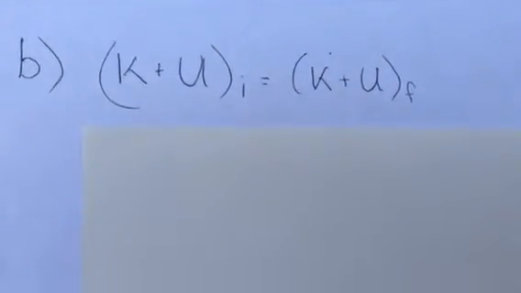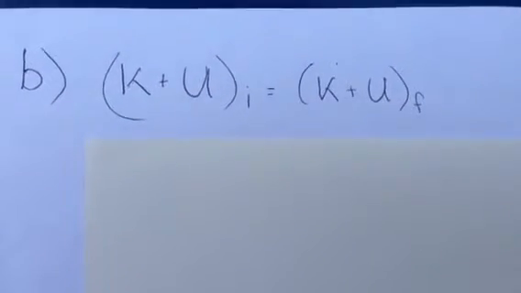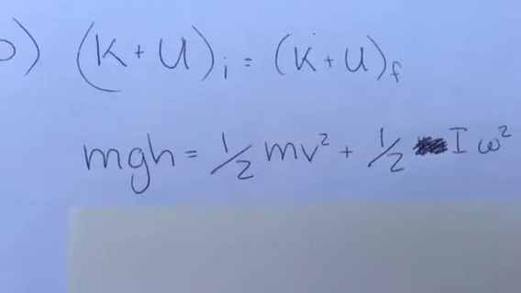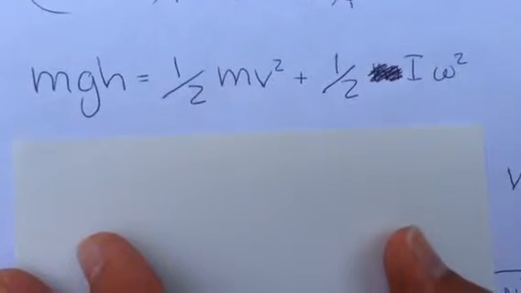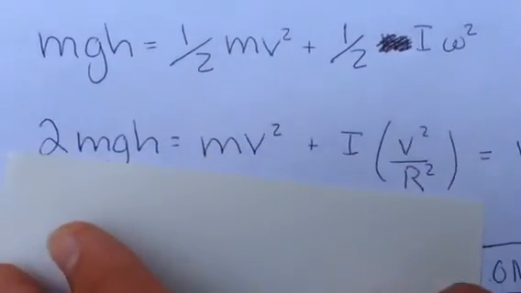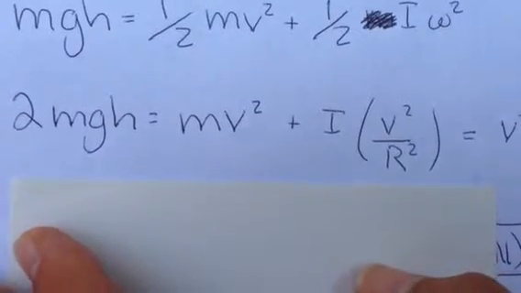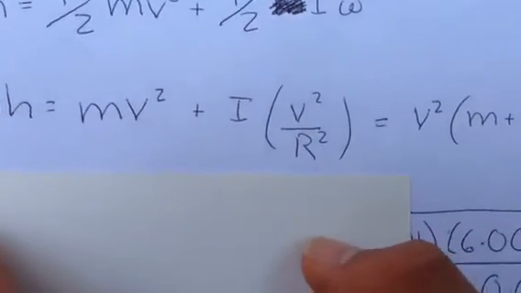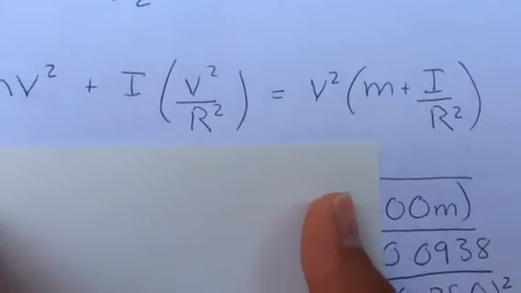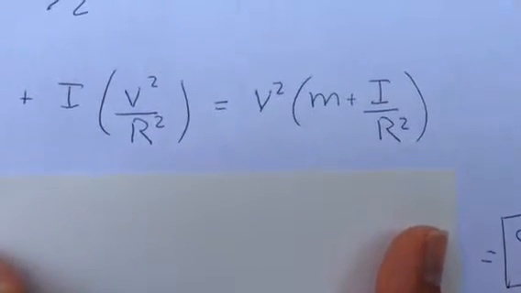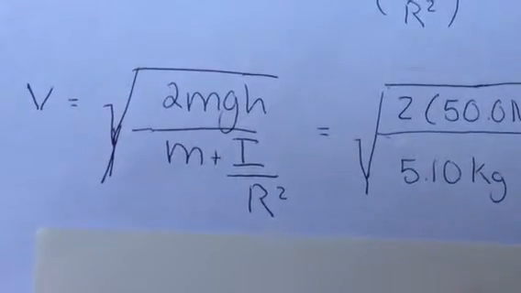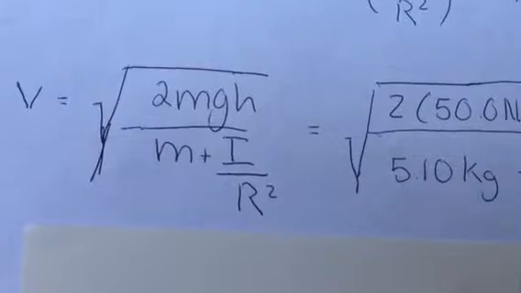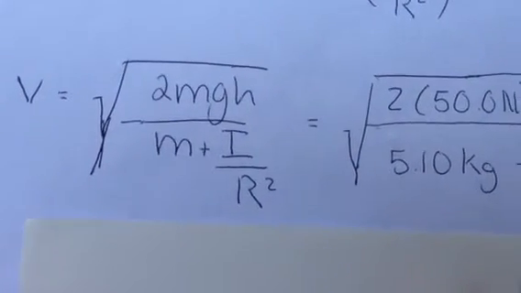Now, for part B, we have the equation K plus U initial is equal to K plus U final. We have that mass times gravity times height is equal to 1/2 mv squared plus 1/2 I omega squared. We get that 2 times mgh is equal to mv squared plus I times v squared over r squared, which is equal to v squared times m plus I over r squared. We get that velocity is equal to the square root of 2mgh over m plus I over r squared.